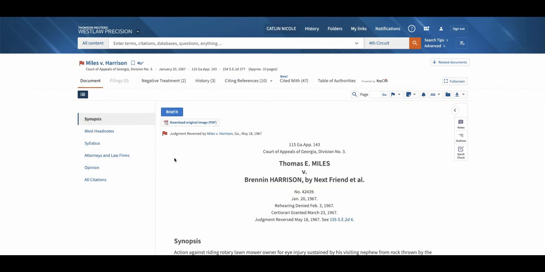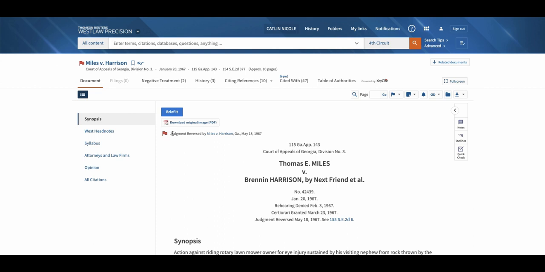Let's take a look at one more case. Here in Miles v. Harrison, we see a red flag, and we know that this is the most negative treatment Westlaw gives. We can see right away that the judgment of this case was reversed by Miles v. Harrison at the Supreme Court level.